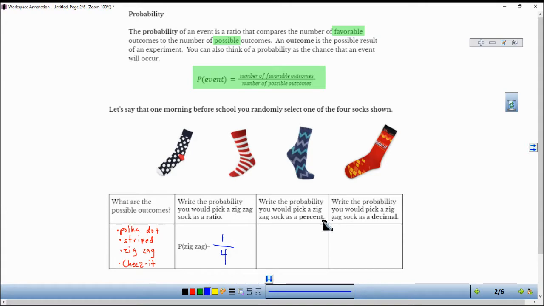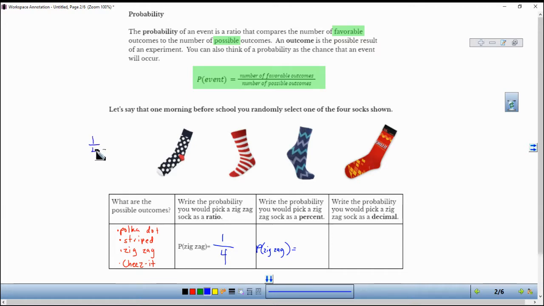We can write that probability in different ways. So it says, write the probability you would pick a zigzag sock as a percent. So I'm going to write probability of zigzag. Write that kind of small here. I'm going to do the math for this off to the side a little bit. So I'm going to kind of do it up here. So we want to write this as a percent.